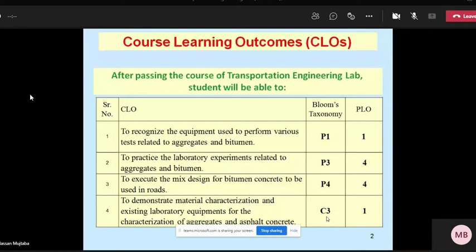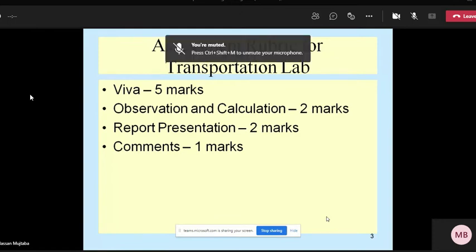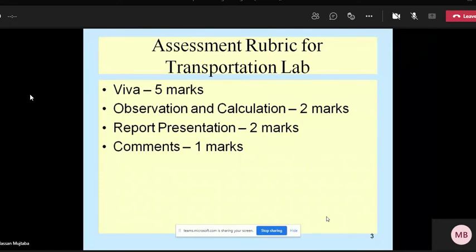So assessment for the transportation lab, rubric for the transportation lab. The lab manual is available when you are coming on campus. In the next class, if we are online, I will share the soft file of it with you. So we are working on this lab manual. For every experiment we are going to take, you have to submit one by one. Maybe after two experiments, after three experiments we are going to take it one by one. So 5 marks for that. Then observation and calculations. Tables are available in the manual.